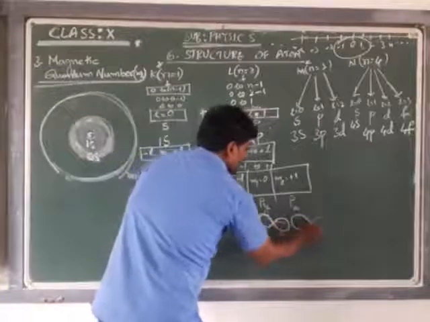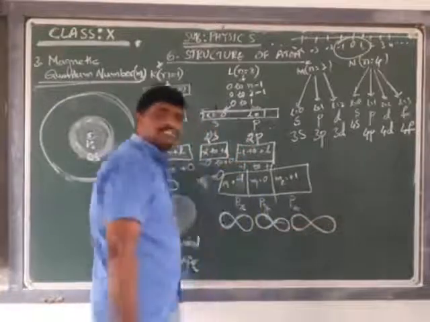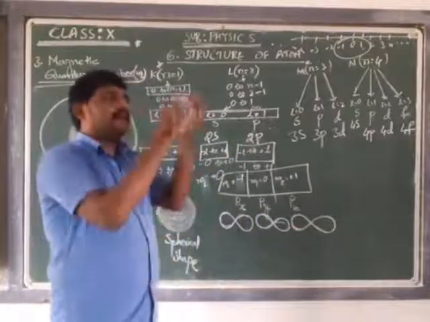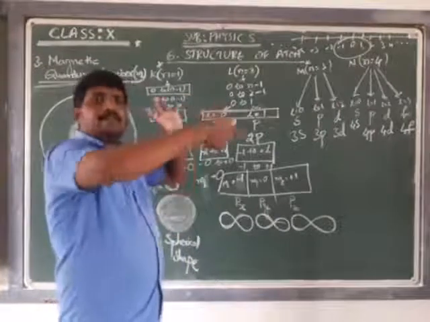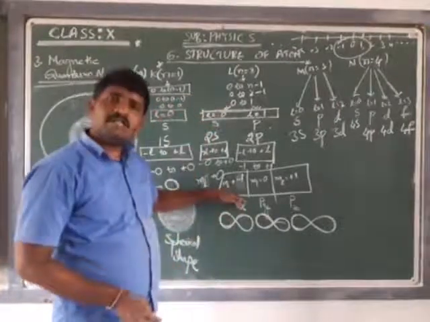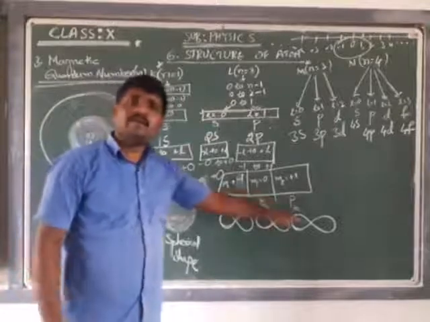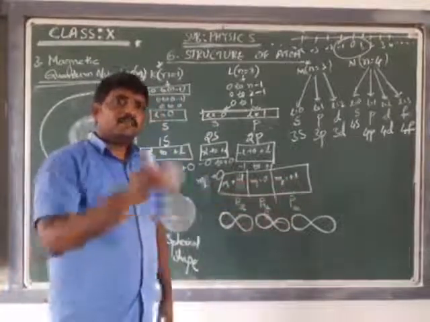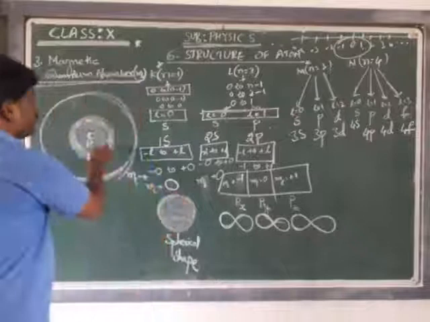Pz is also in the shape of a dumbbell, like this, a dumbbell shape that they have. It's not spherical, it's a dumbbell shape now. Px also in the shape of a dumbbell, Py also in the shape of a dumbbell, Pz also in the shape of a dumbbell. But how they are organized, we take a look on this figure.